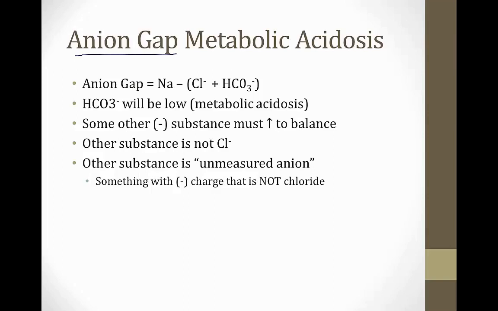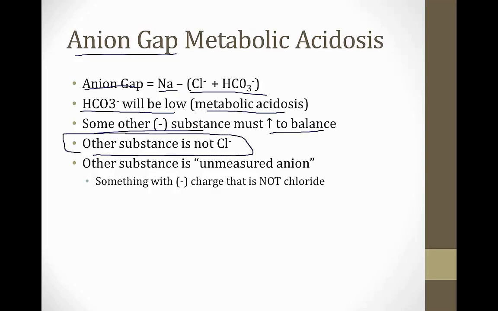to understand and remember because there are a lot of causes. So recall that the anion gap is sodium minus chloride plus bicarb. The bicarb is going to be low in a metabolic acidosis by definition, so some other negative substance has to increase to balance. The other substance is not chloride in these disorders. If the other substance was chloride, we'd have a normal anion gap.